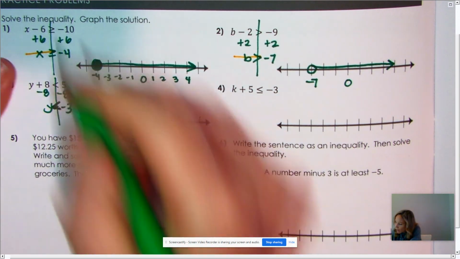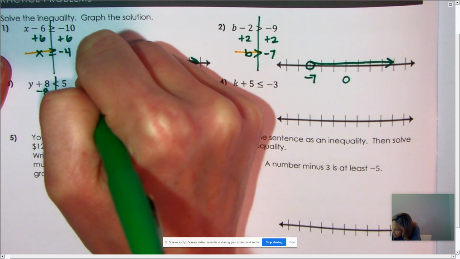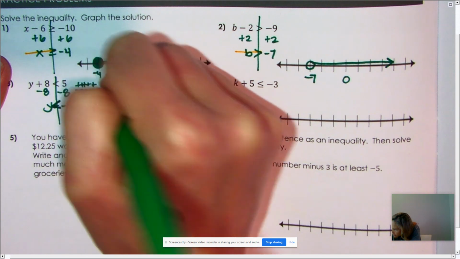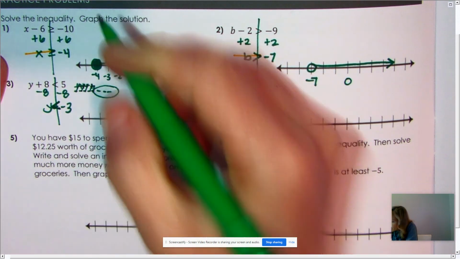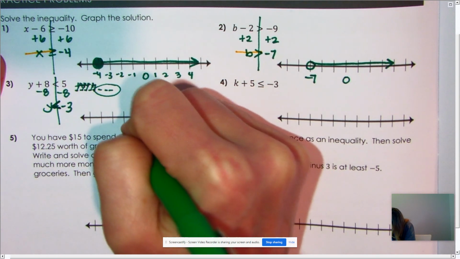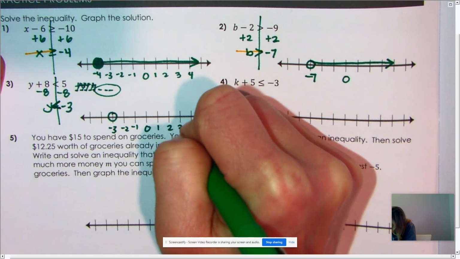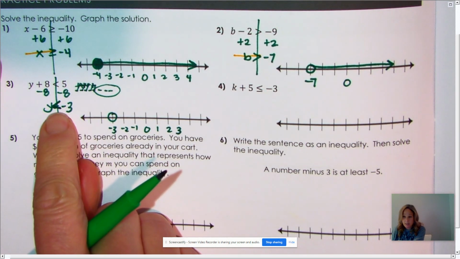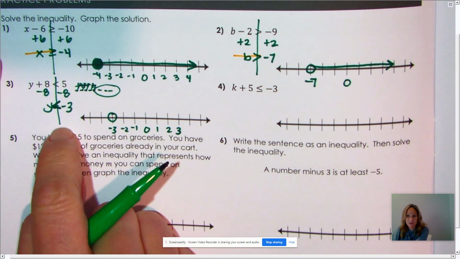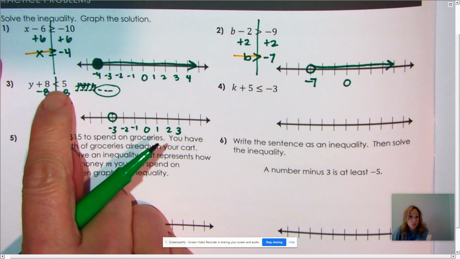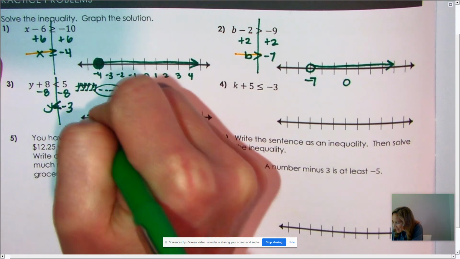Or you can think about writing 5 little pluses and then 8 little negatives. And then there's 3 negatives left over after the other 5 cancel. So I'm going to go 0. I'm going to put my circle at negative 3. And then I look, is it equal to? No, it's not. Look, check back at the beginning because sometimes I copy it wrong or whatever. So check back at the beginning, not equal to, so we leave it an open circle. Y is less than, so that means to the left.